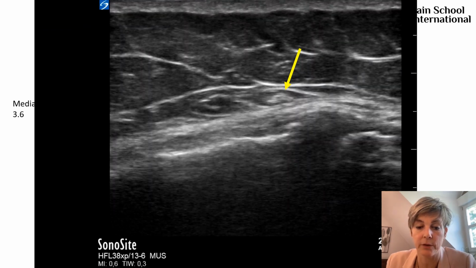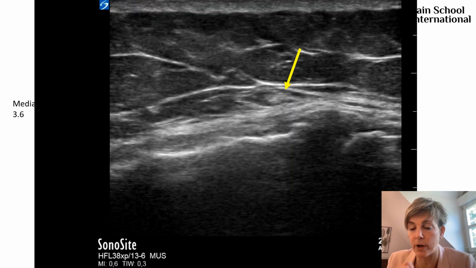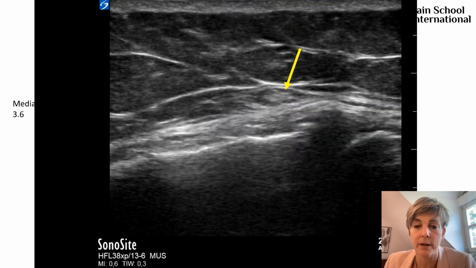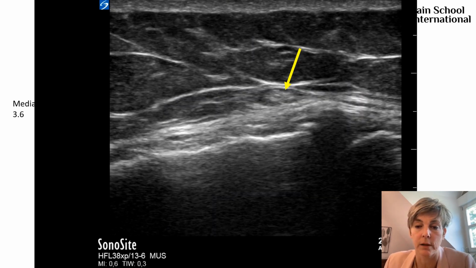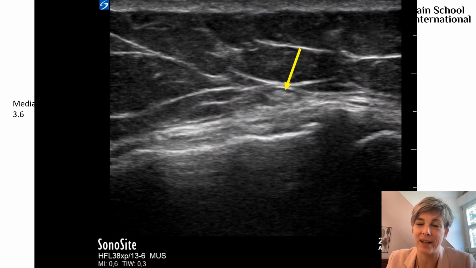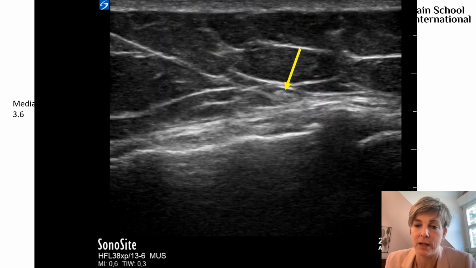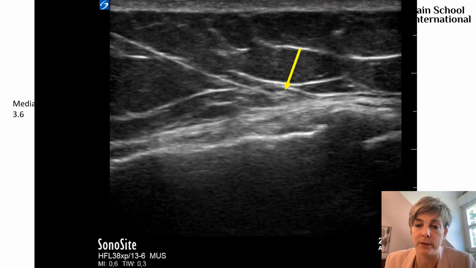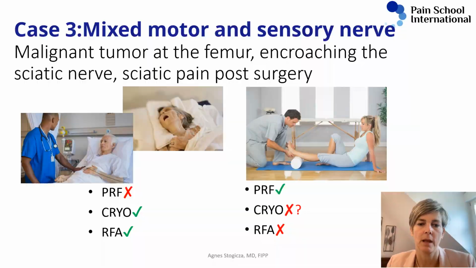You can see the nerve with the arrow marking it, and my cryo probe leading to the nerve. And the successful freeze, in this case, which is again a different patient, led to absolutely complete pain relief. So let's look at a mixed motor nerve, a sciatic nerve.